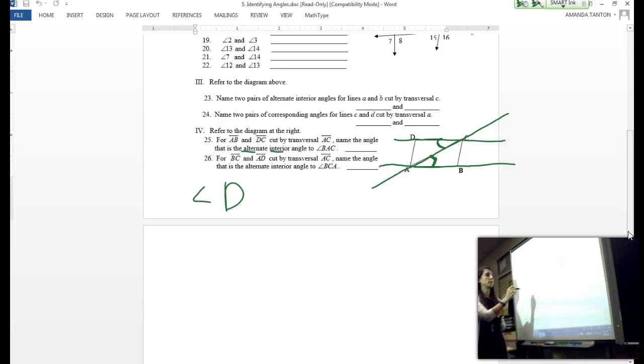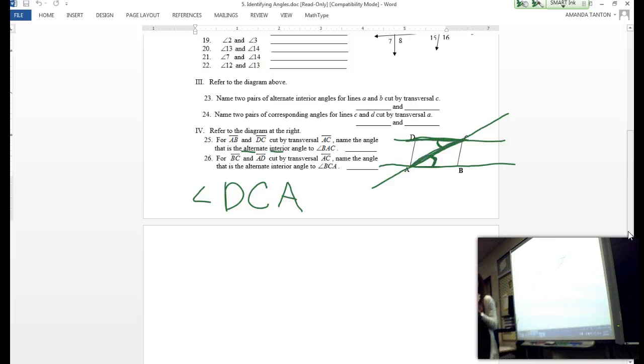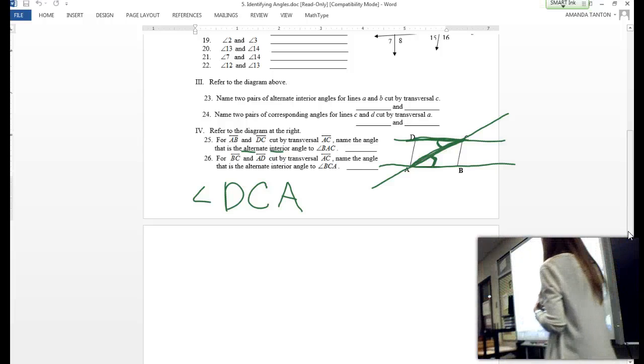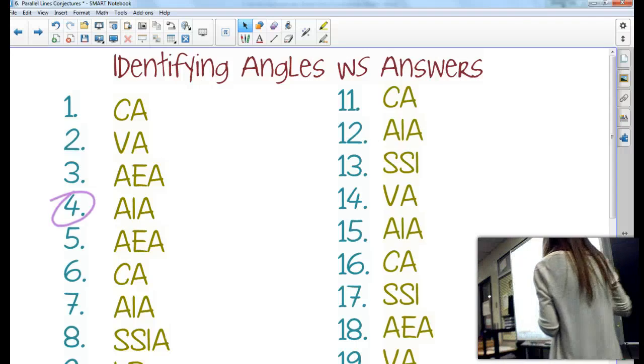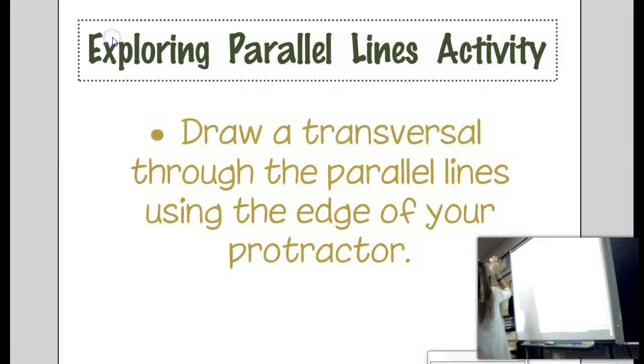D, C, A. This angle right here. Start at D, go to C, and end at A. That angle right there. Okay. So that's all your homework was. It was naming angles. It was just giving them names. You weren't doing any math and you weren't solving any problems. Well, the reason we were naming all of those is because we are about to solve problems, but you had to know their names in order to solve the problem.